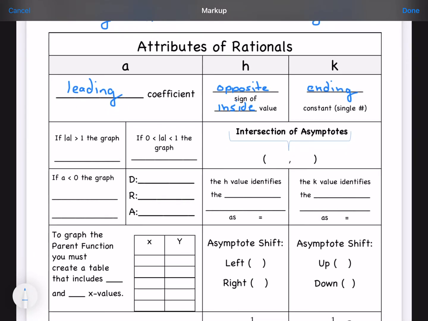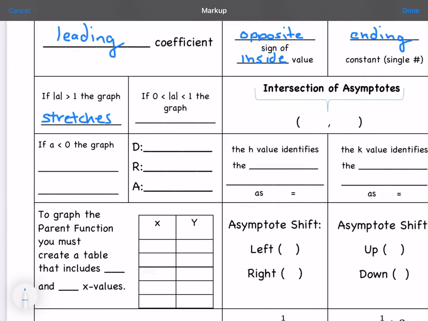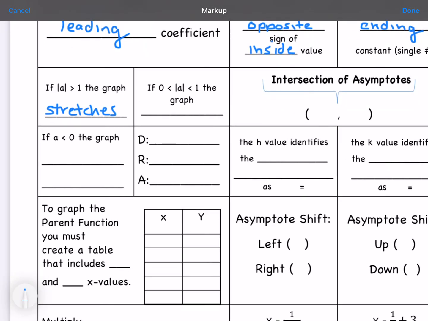So if the absolute value of our a value on top is greater than 1, what do you think happens to the graph? Does it stretch or compress when it's greater than 1? Yeah, stretch. The graph stretches. So that means when it's between 0 and 1, the graph compresses. That means it flattens out.